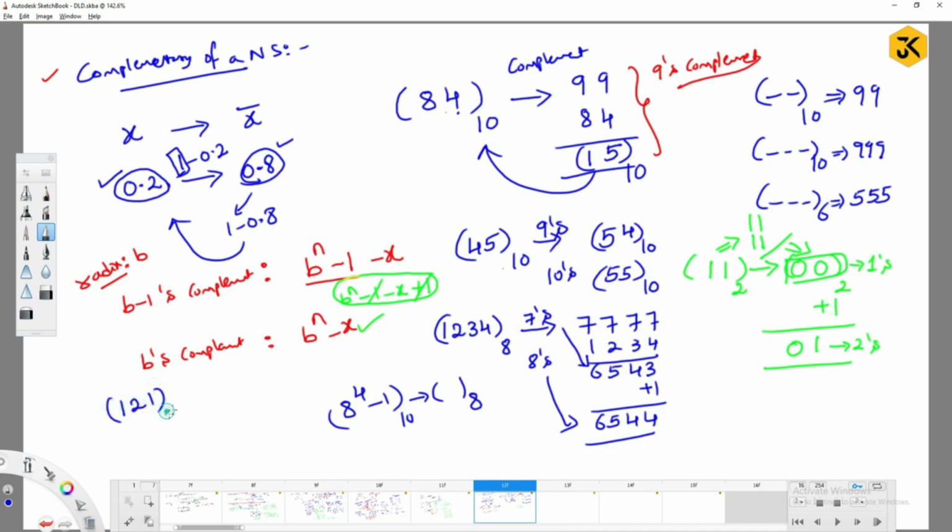121 base 3. What is the complement of 121 if it is base 3? You are going to get the 2's complement as well as the 3's complement. For the 2's complement, you need to subtract from all 2's. So 1 0 1 base 3, then plus 1, 102. Is 2 possible here? Yes. 102 base 3. Okay, so this way you can get the complement of a particular number.